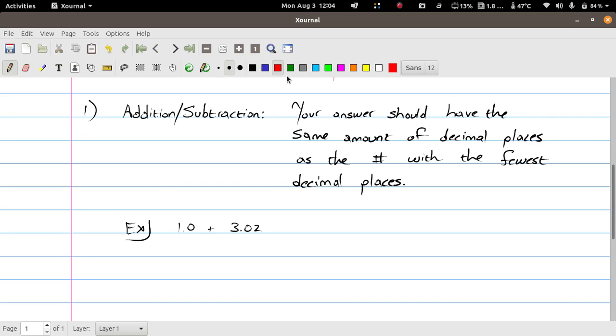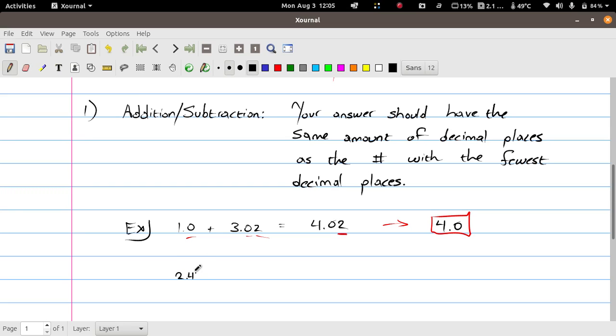Anyway, sorry for the sidebar, but we have 1.0, which is an explicit point, so that's one decimal place. And this is 1, 2. So to find out how many we need, we need to find out what the answer is first. So clearly it's 4.02. We only need one decimal place though. So the number we're rounding from is this 2. Clearly it's less than 5. So our final answer is going to be 4.0. Super, super simple.